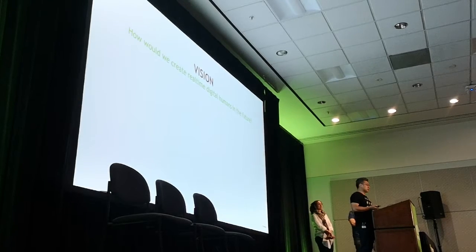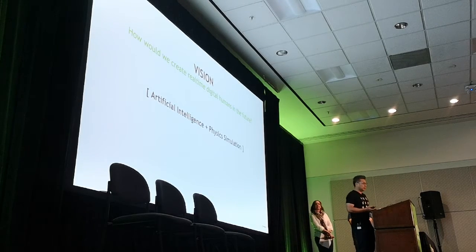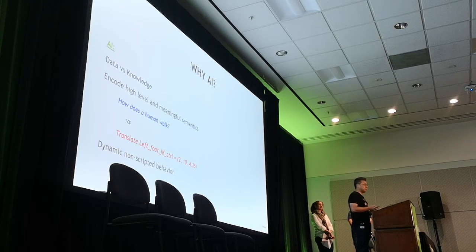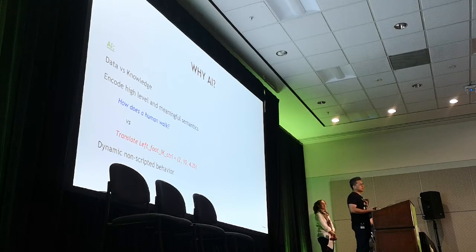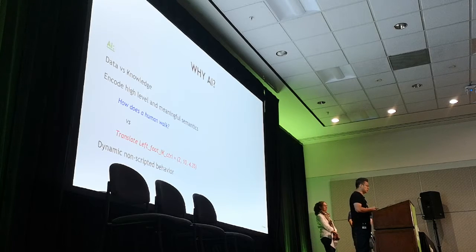So our vision is AI and physics. And the whole talk is really about why AI and physics and showing some examples. So on a high level, why AI? You're basically shifting the paradigm of data, very specific pixels, points, to knowledge. So you're trying to direct something at a higher level. Encoding something like, how does somebody walk versus move this IK control X, Y, Z. And you can have dynamic, non-scripted behavior, so you don't have to pre-animate specifically just for one thing.